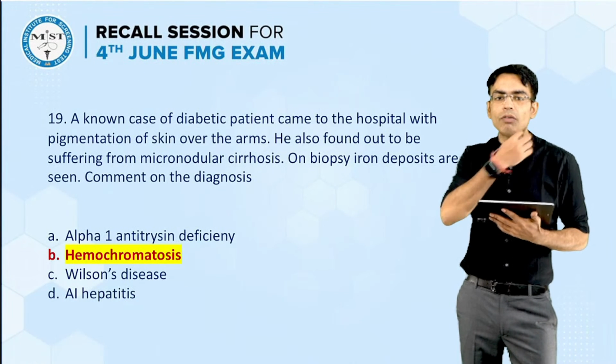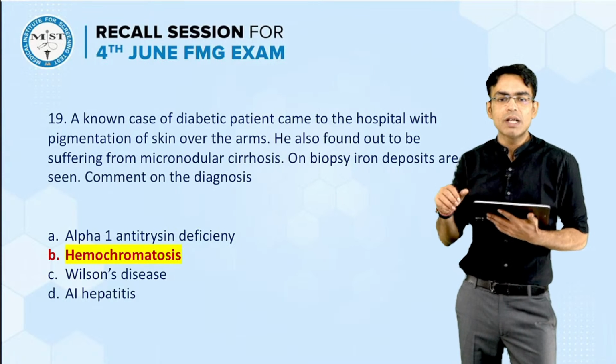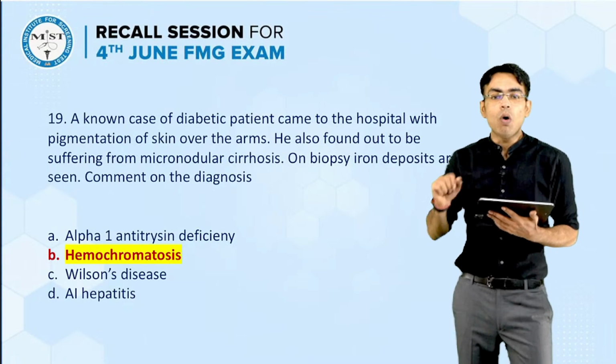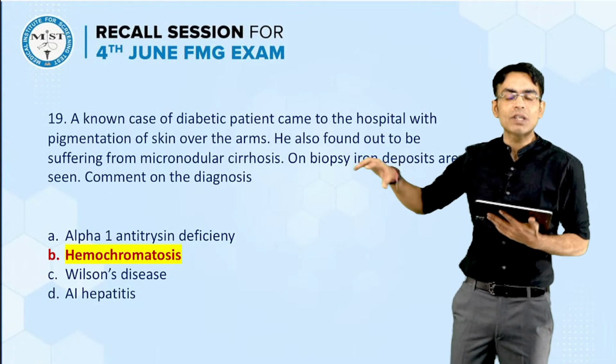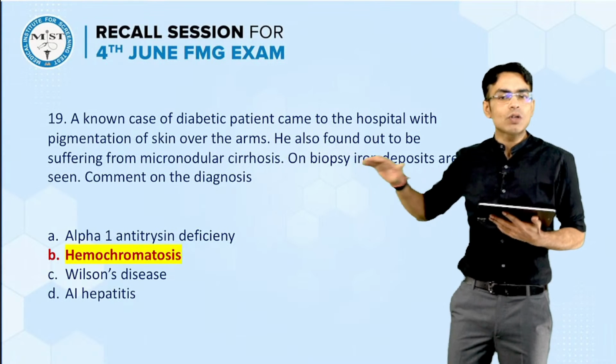A known case of diabetic patient came to the hospital with pigmentation of skin over the arms. He was also found to be suffering from micronodular cirrhosis. On biopsy, iron deposits are seen. Comment on the diagnosis. By the clinical history they have given, it is clearly a case of hemochromatosis. So they are talking about hemochromatosis.